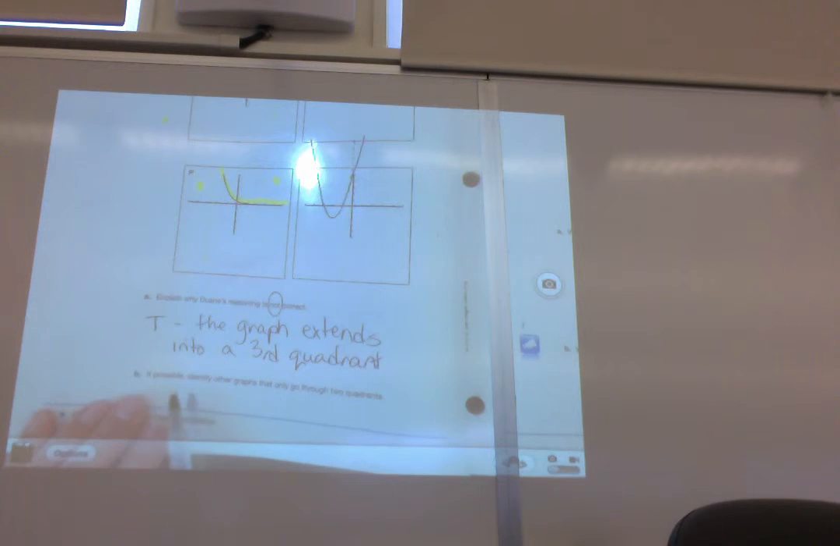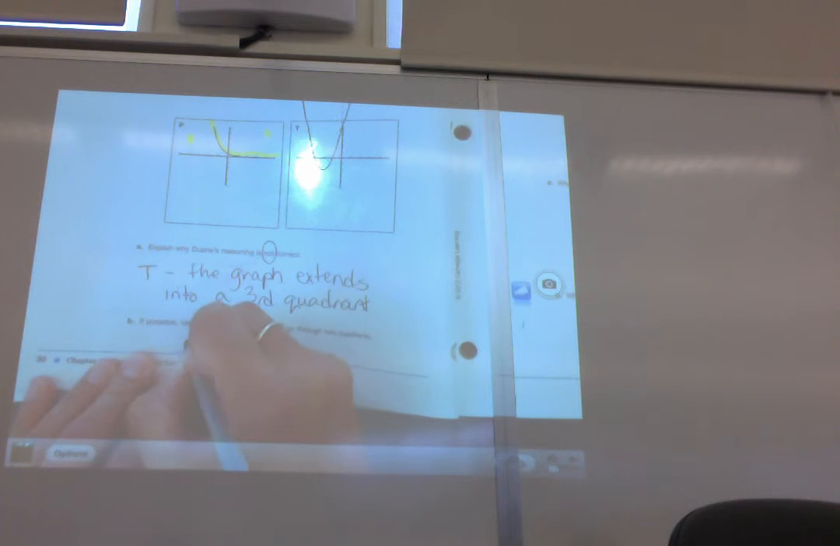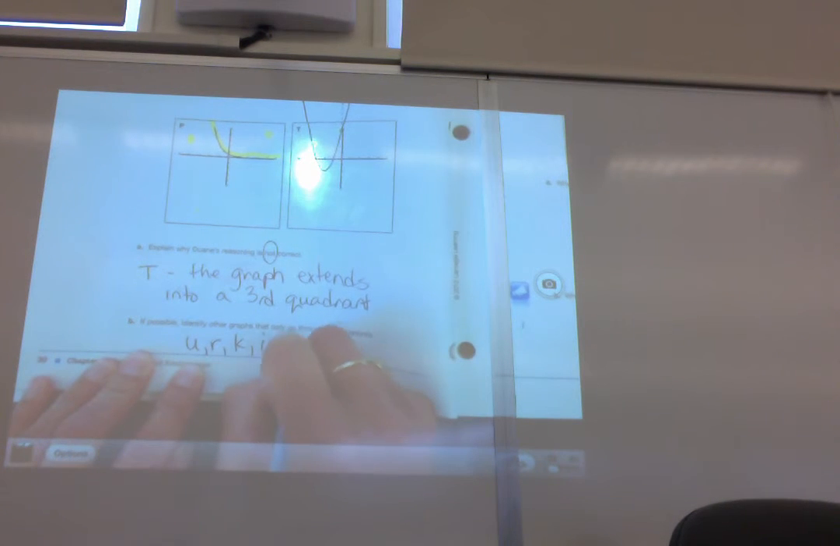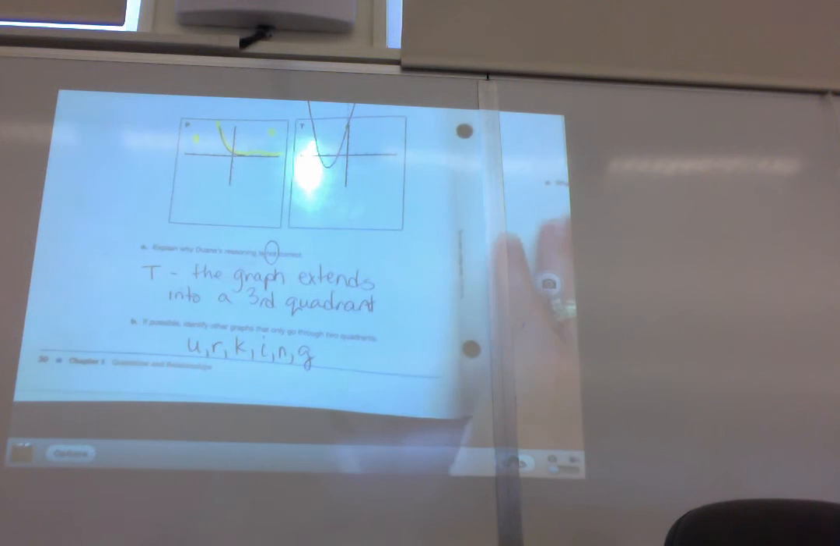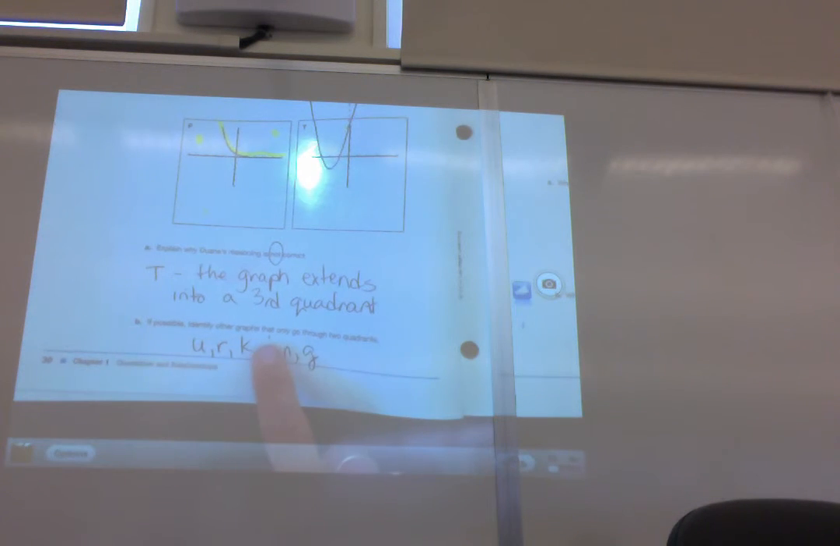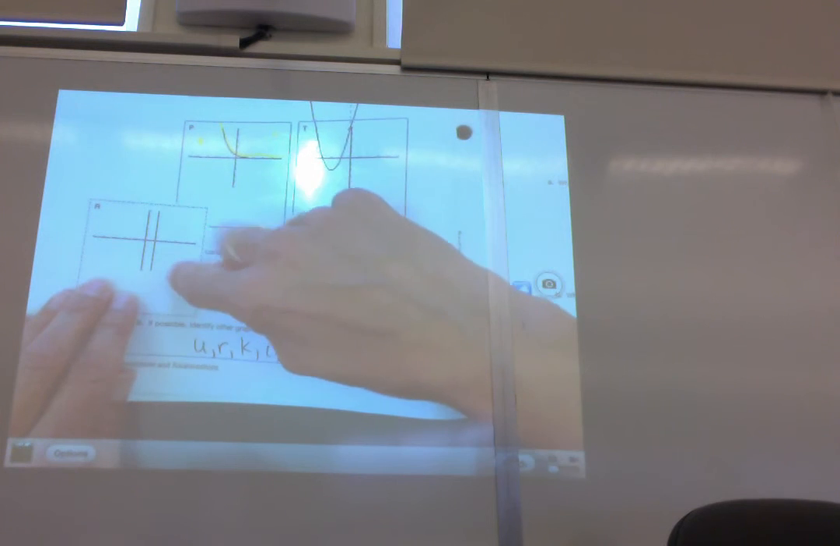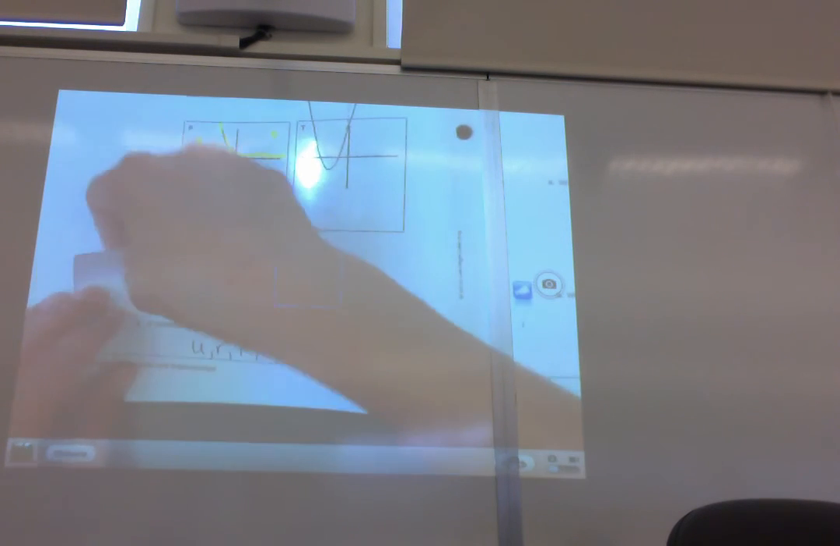If possible, identify other graphs that go through two quadrants. Yes, Jerry. U-R-K-I-N-G. You are king? Yeah, sorry. And G. Okay, let's see if Jerry knows what he's talking about. Other graphs that only go through two quadrants. Here's R. Oh, yeah, that's a good one. One quadrant, two quadrants. It never goes this way. Perfect.